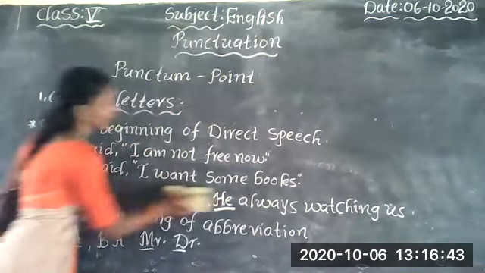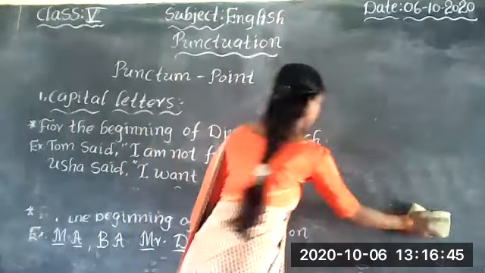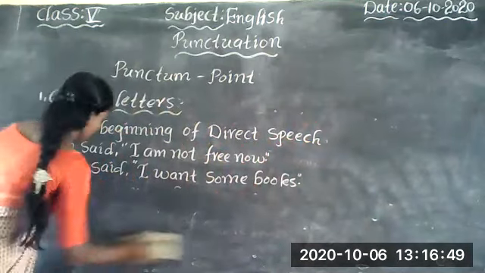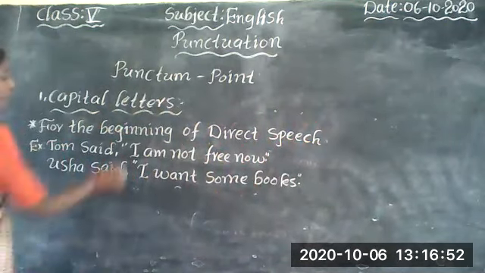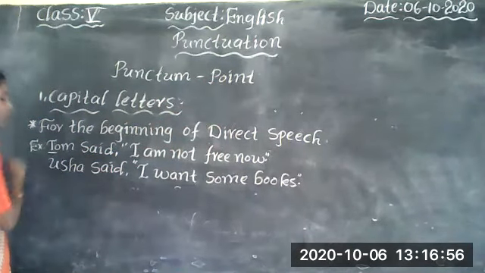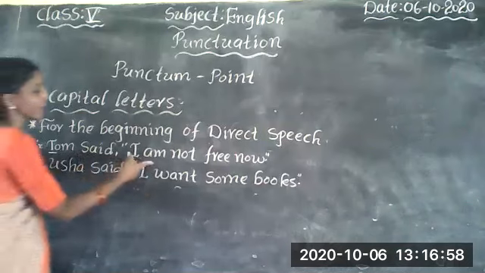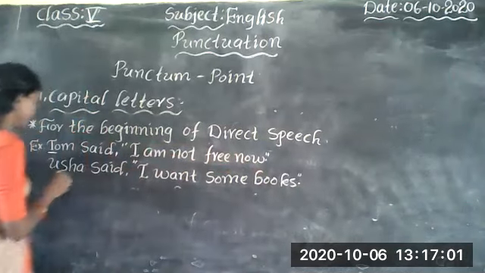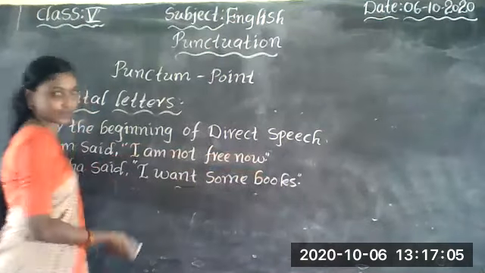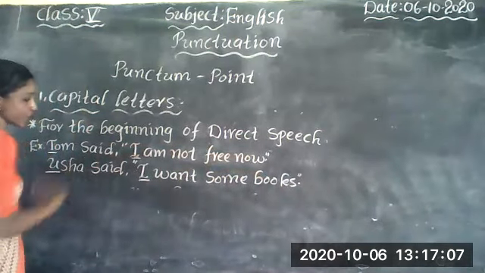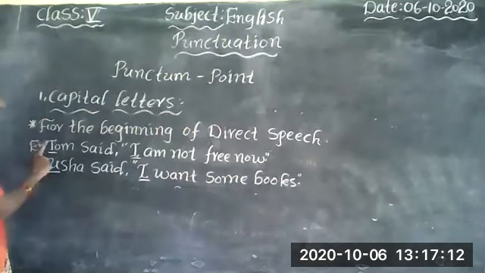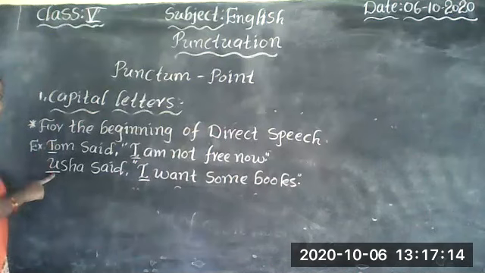For the beginning of the direct speech. Okay. I told you, for the beginning of the direct speech. See this? Tom said, here T we use capital letter. Tom said, I am not free now. Okay. And here Usha said, I want some books. So here the pronoun also we use capital, isn't it? And at the beginning of the direct speech, we use capital letters.